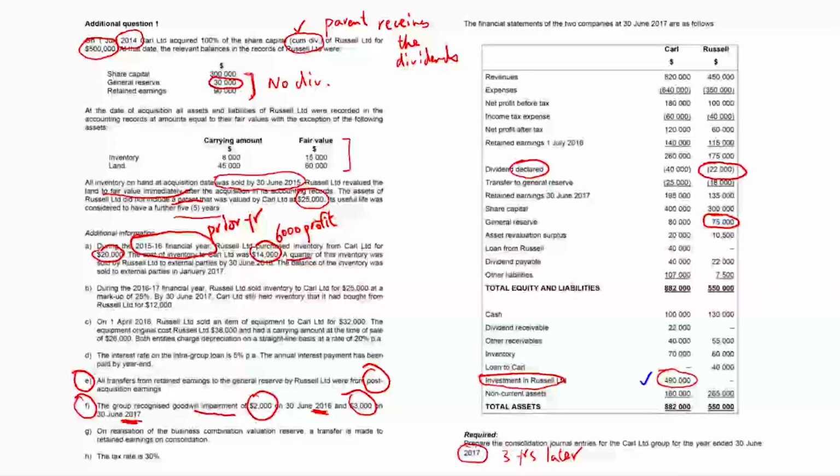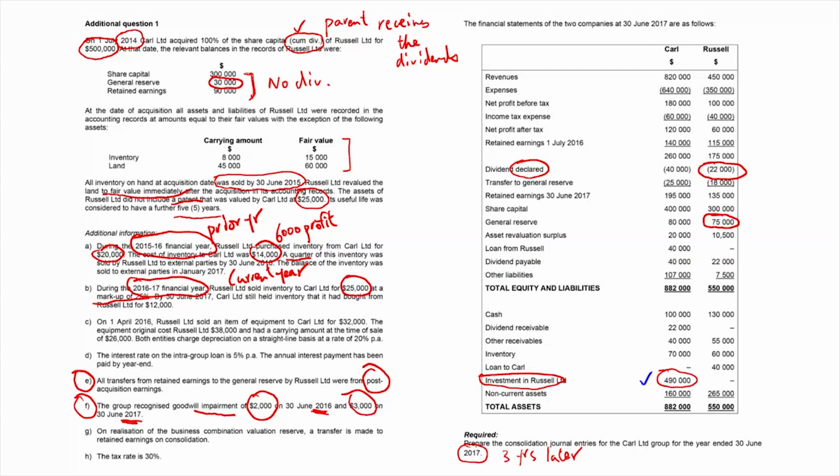If we continue with additional information B, it is also a sales of inventory, but this time it's going to be a current year one. How do I know? Because it says that it's 2016 to 17. So this one is a current year. With a current year one, we need to eliminate both the revenue as well as the unrealized profit. So right here you can see that they sold that for $25,000, which is the original revenue, at a markup of 25%. We're going to use this information later.